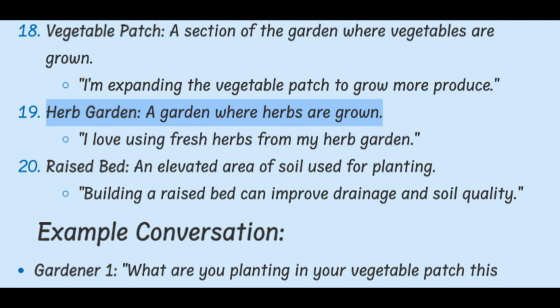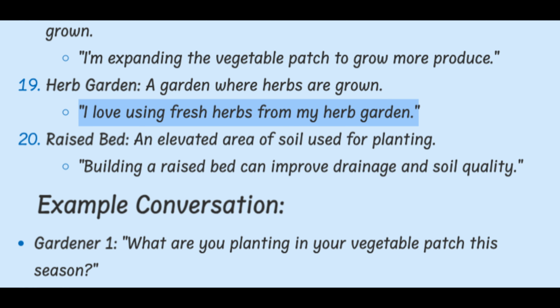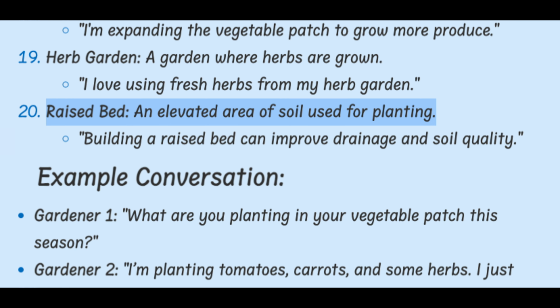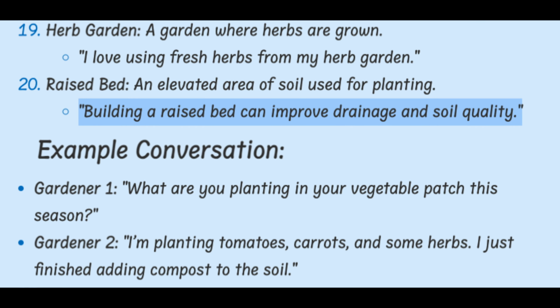19. Herb garden, a garden where herbs are grown. I love using fresh herbs from my herb garden. 20. Raised bed, an elevated area of soil used for planting. Building a raised bed can improve drainage and soil quality.